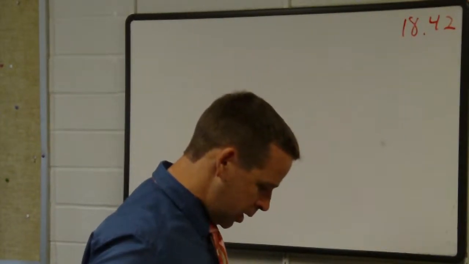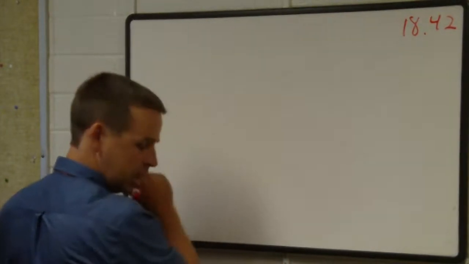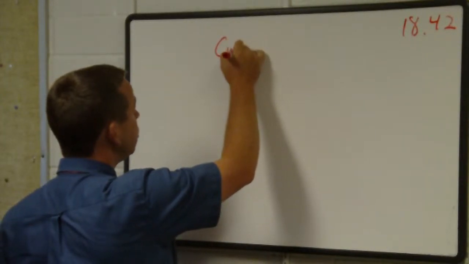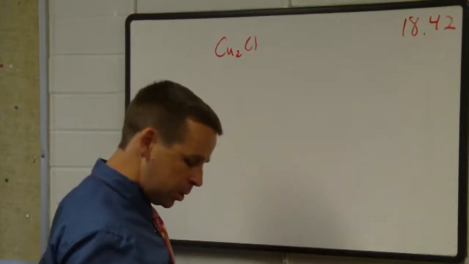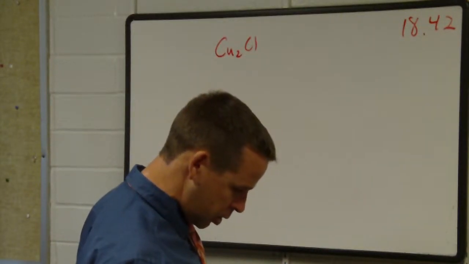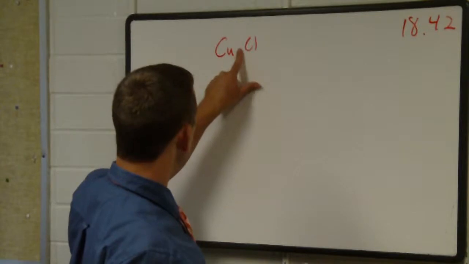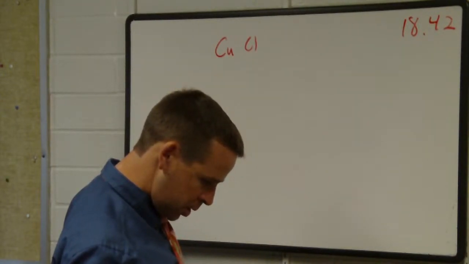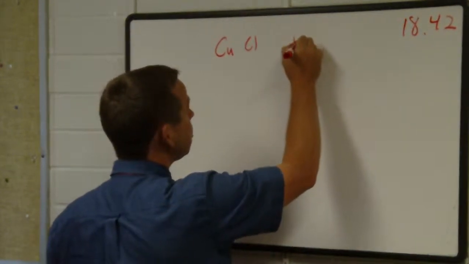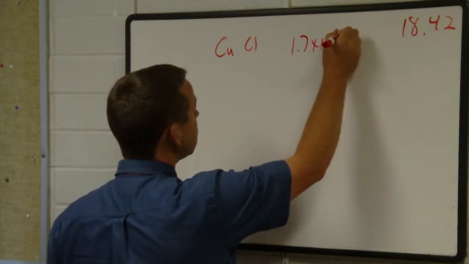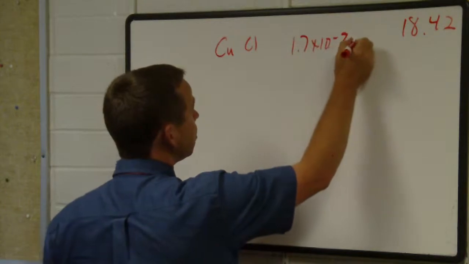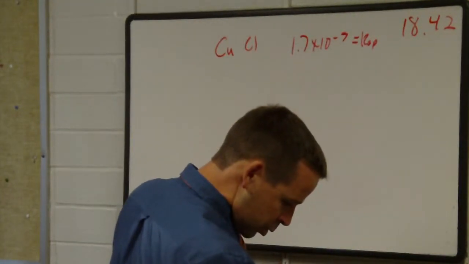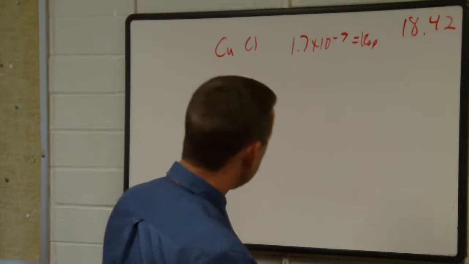Copper 1 chloride has a KSP of 1.7 times 10 to the minus 7. Copper 1 means the copper ion has a plus 1 charge. And the chloride ion has a minus 1 charge. So KSP 1.7 times 10 to the minus 7. Calculate the molar solubility of the copper chloride in pure water first.